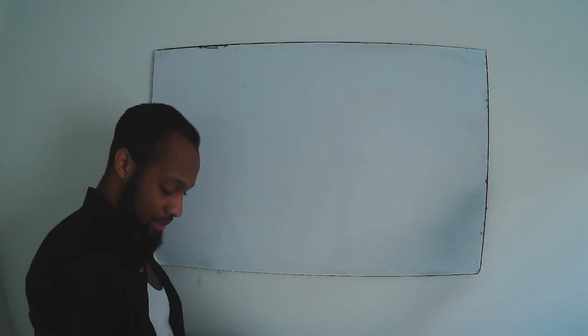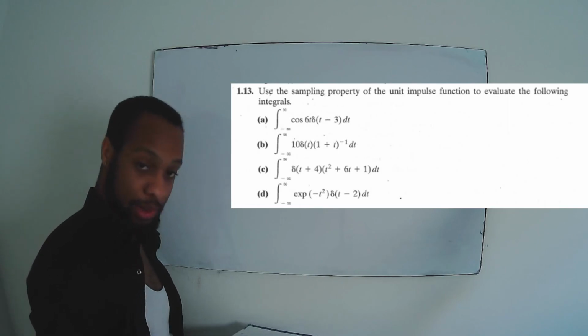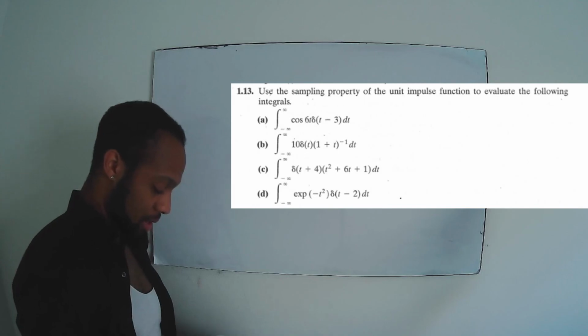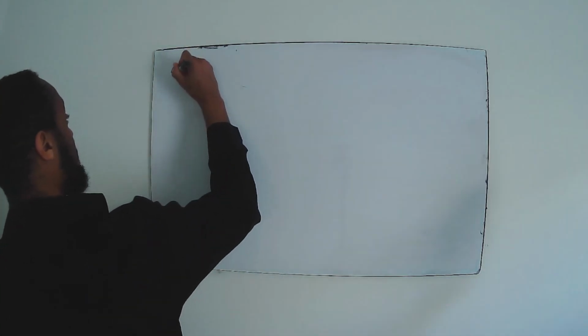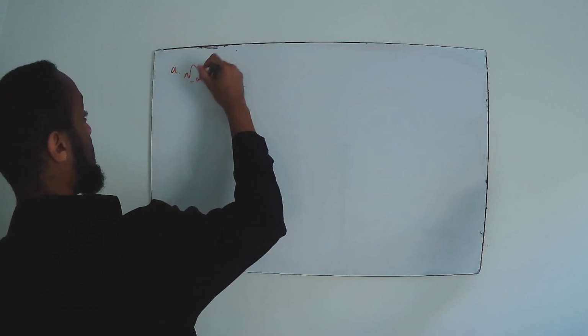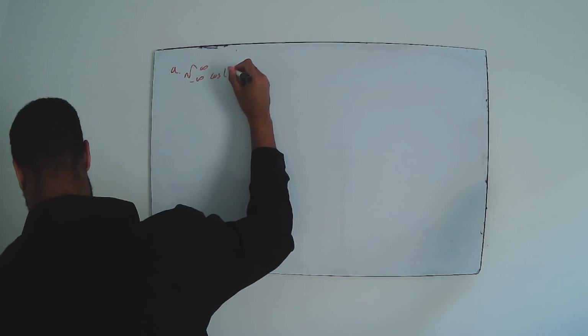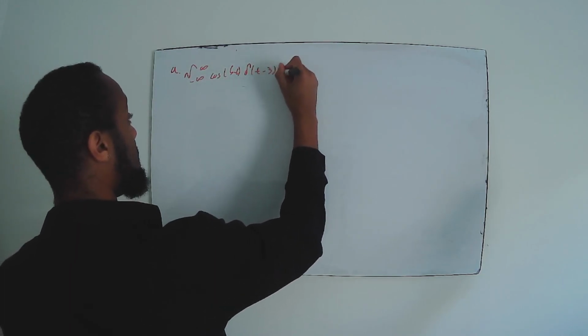So this is problem 1.13. This says use the sampling property of the unit impulse function to evaluate the following integrals. So we're going to do A through D. Let's start with A. I'm just going to write them all up here. This problem is going to be really straight to the point. A is the integral from minus infinity to infinity of cosine of 6t times delta of t minus 3 dt.